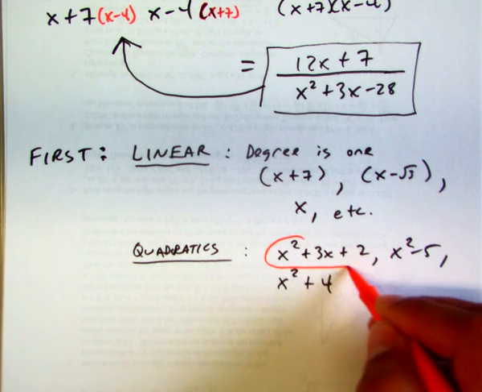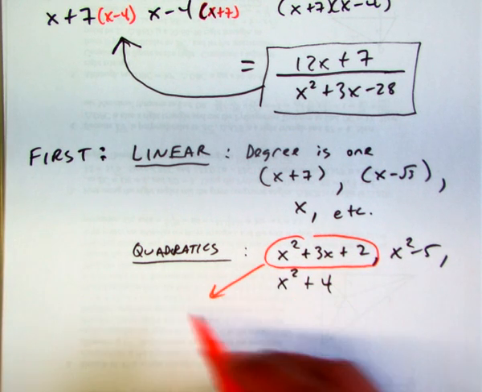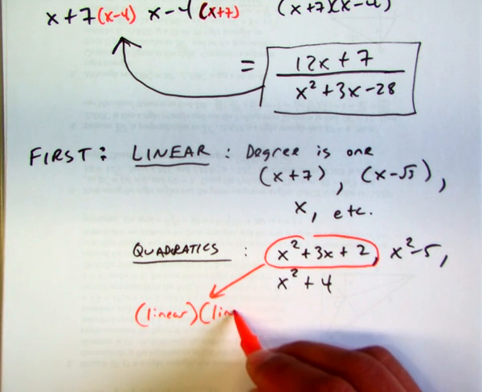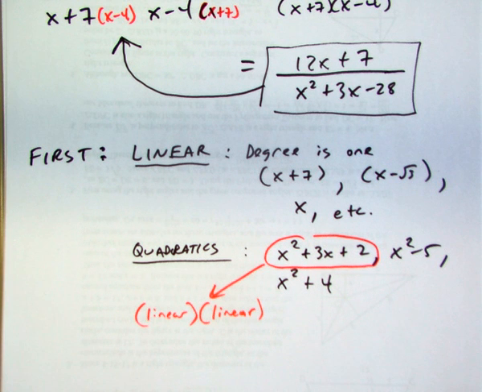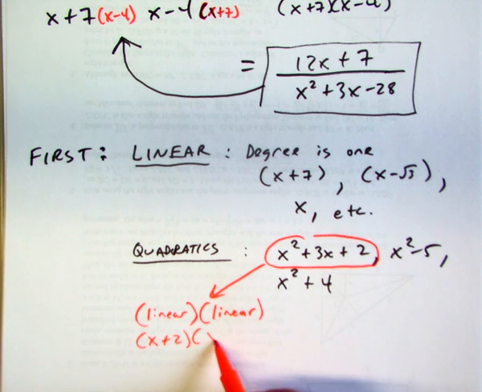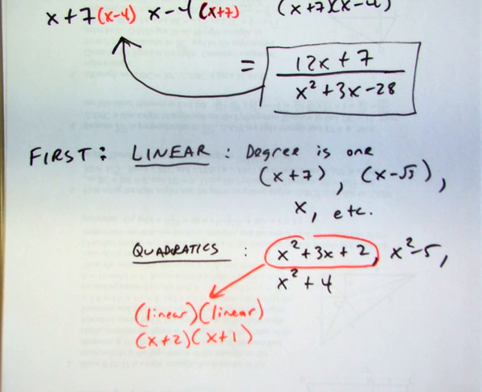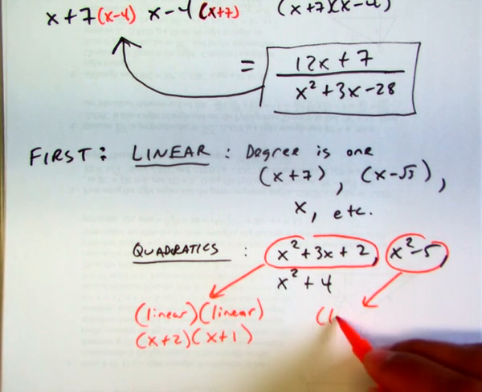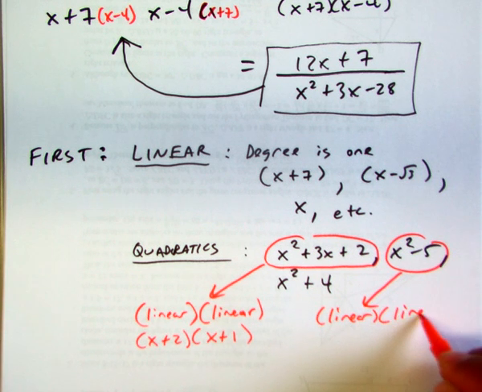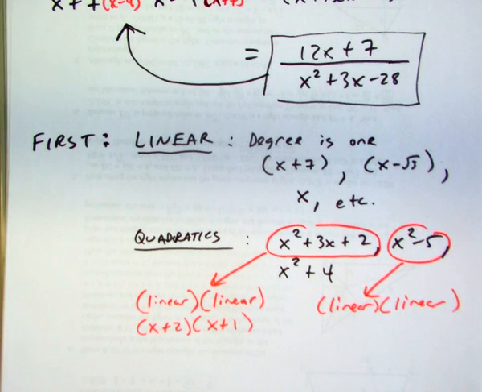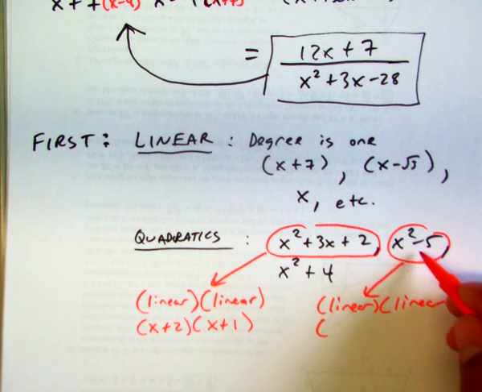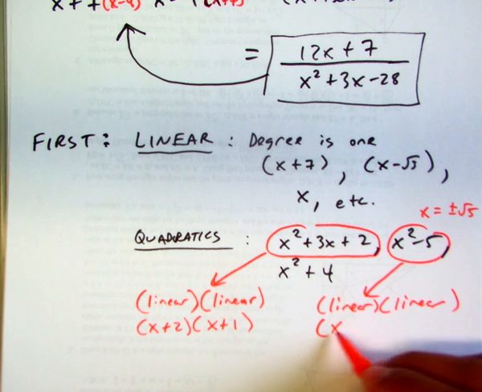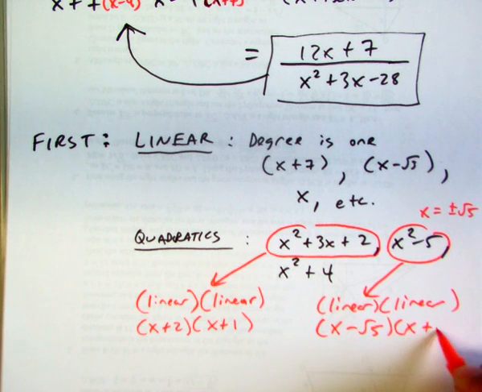This can be broken up into a linear times a linear, because if you factor it, you get x plus 2 times x plus 1. This one could also be written as a linear times a linear. Either you factor it or set it to 0 to figure out that the roots are plus or minus root 5. So you get x minus root 5 and then x plus root 5.